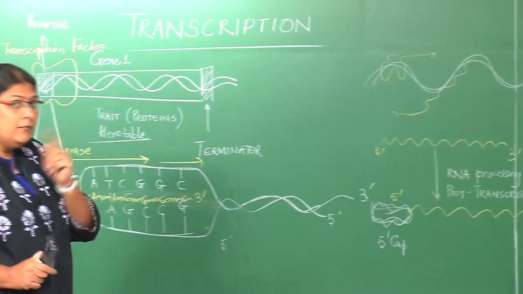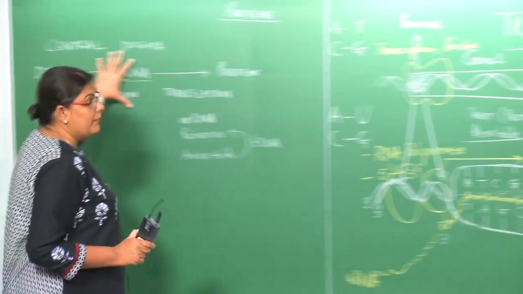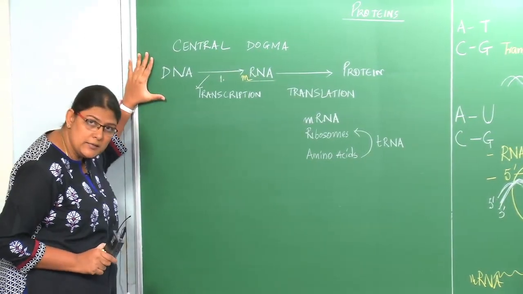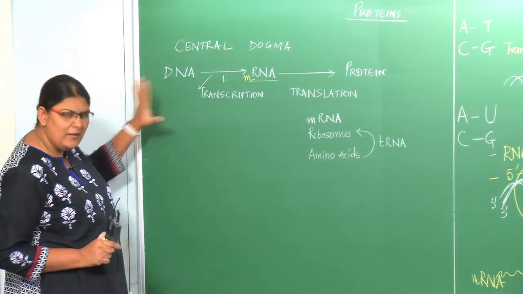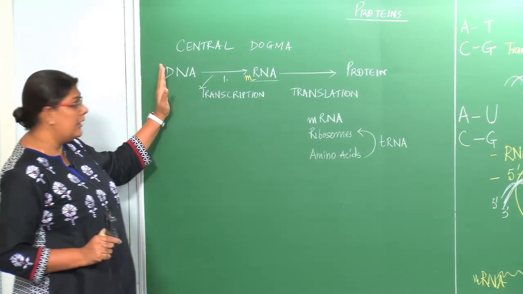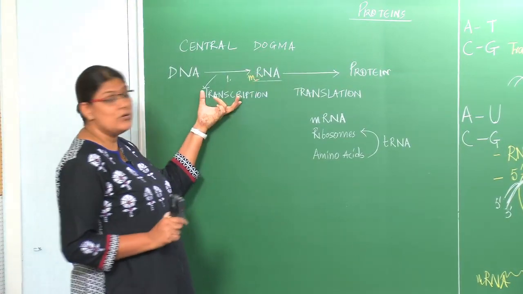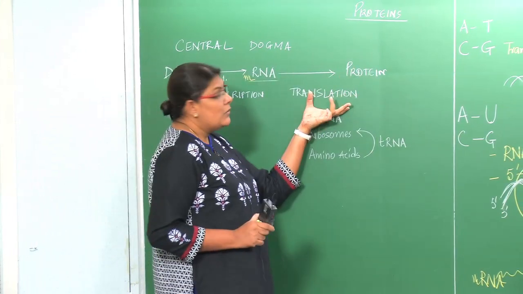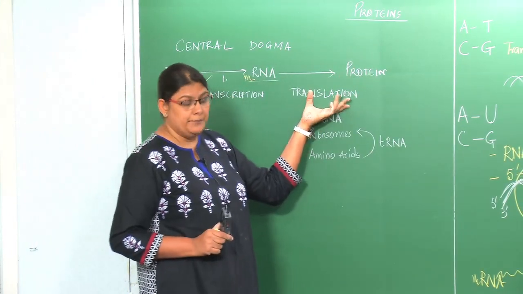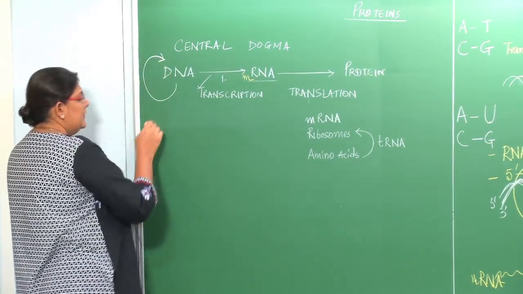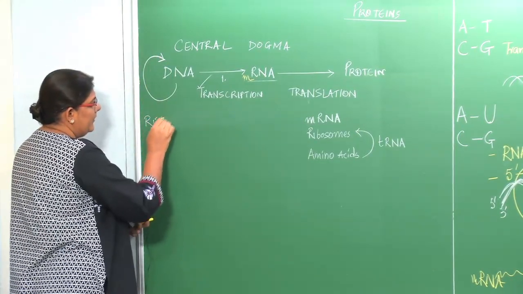Now, again I want to go back to the central dogma. Central dogma is the main theme. There are exceptions to it, but by and large, for simplicity's sake, the information flows from DNA to RNA, which is what you call transcription, then from RNA to protein, which is what you call translation. When a DNA is recopying itself, this is what you call replication.